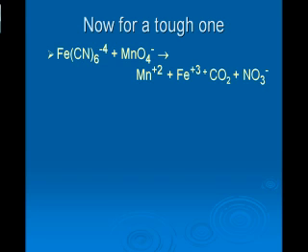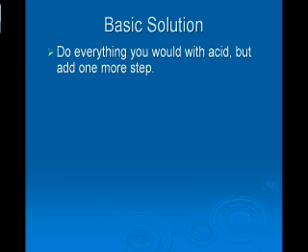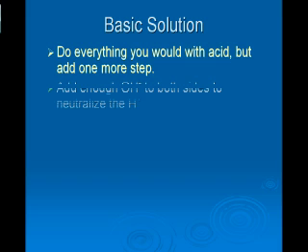Now, what happens when we're in basic solution? Well, in basic solution, you want to do everything just as you did in the acidic solution, but you want to add one more step. The additional step is to add enough OH- to both sides to neutralize the H+. So if there's 4 H+, let's say on the left side, you're going to add 4 OH- to that side and 4 OH- to the other side. The H+ and the OH- on the one side will combine to form water, and then the OH- on the other side by itself will just stay as OH-.